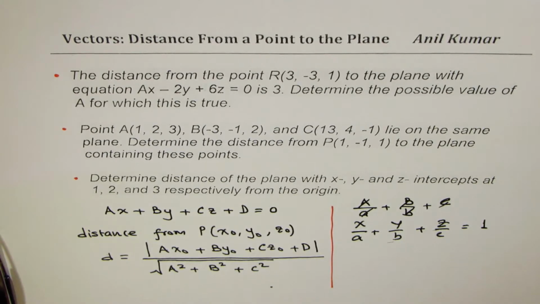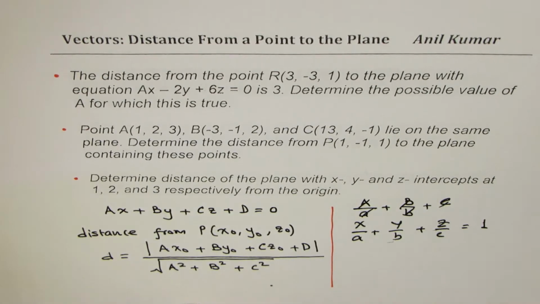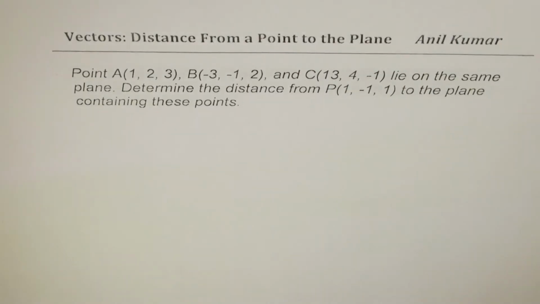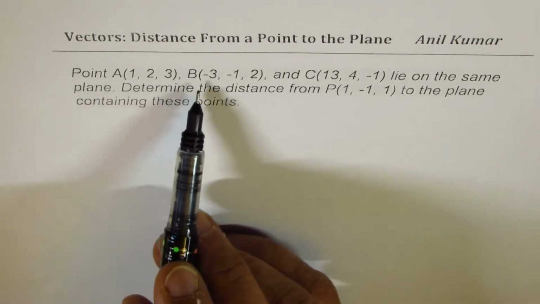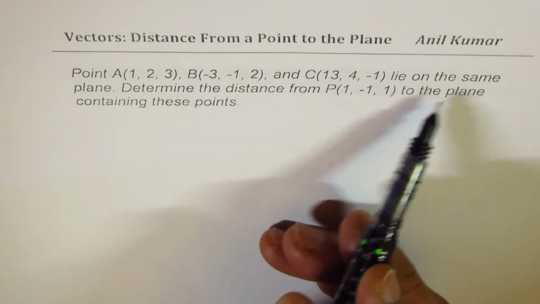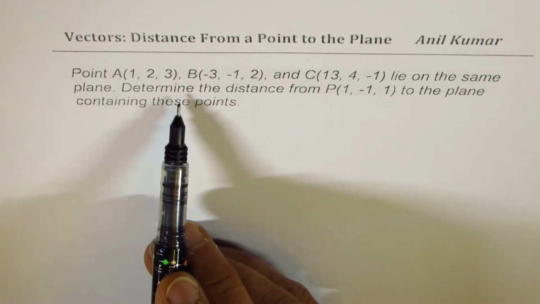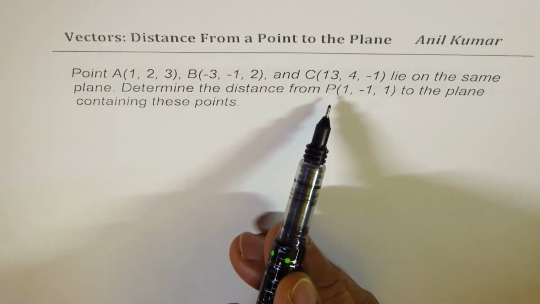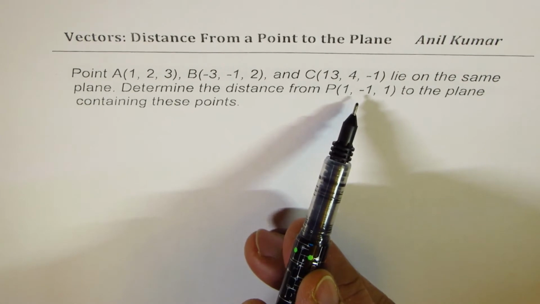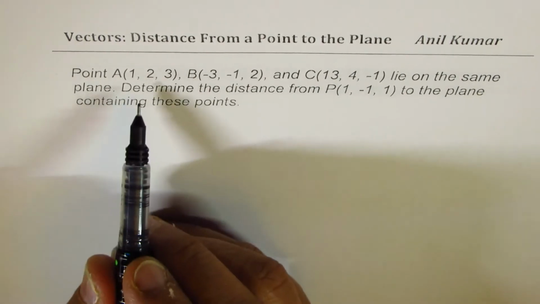You can actually pause the video, answer these questions, and then look into my suggestions. So let's begin to solve them. Question number 2 has points A, B and C given. They lie on the plane. We need to determine the distance from the point (1, -1, 1) to the plane.